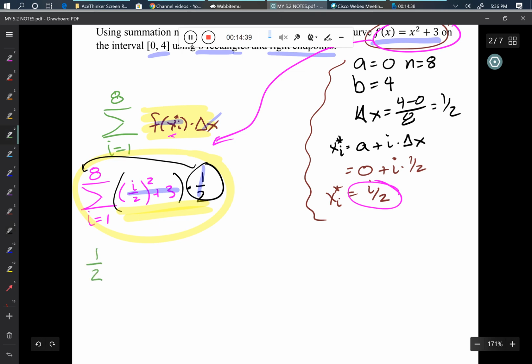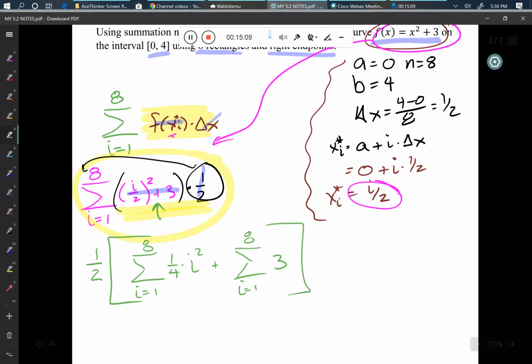So this is going to be 1/2 times. And see this addition symbol right there? Can I rip this thing apart and write it as 2 summations then? So then this is going to be 1/2 times the summation as i goes from 1 to 8 of 1/4 times i squared plus the summation as i goes from 1 to 8 of 3. So some arrows to see where things came from. This is right there. This is right there. And that 1/2 moved out in front.